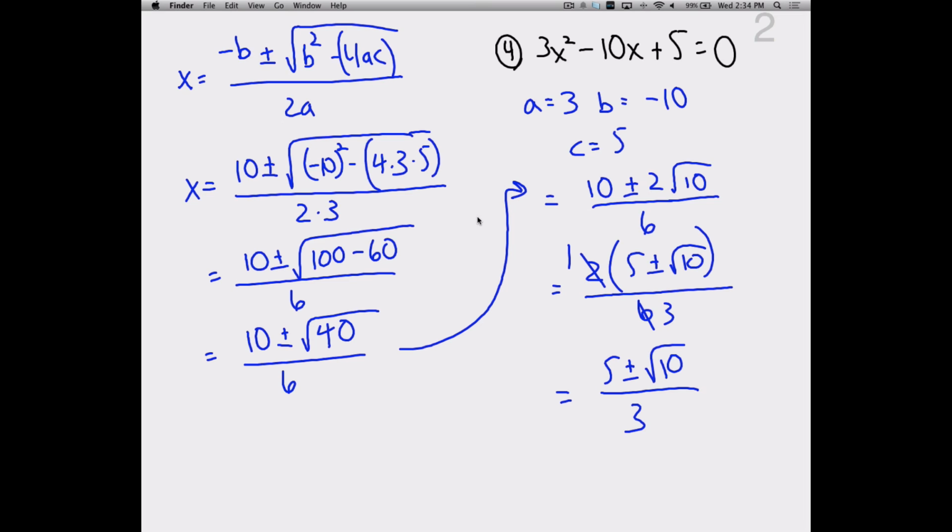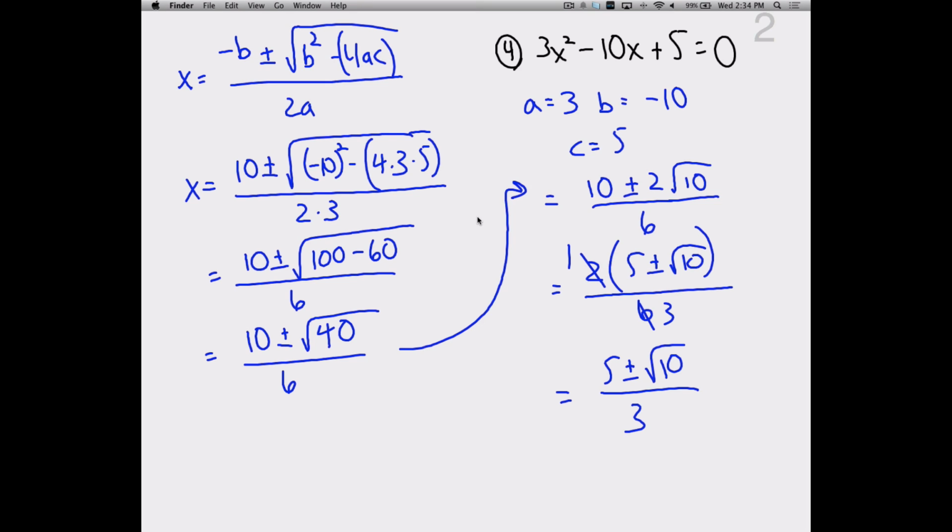Eventually, when we tie these quadratics back into geometry problems, we will be looking for the decimal values there. But right now, I don't want decimal values, I want the exact answers. And again, notice that that's 2 answers: 5 plus the square root of 10 divided by 3, and 5 minus the square root of 10 divided by 3. Any questions on any of that business? We're all good with that?